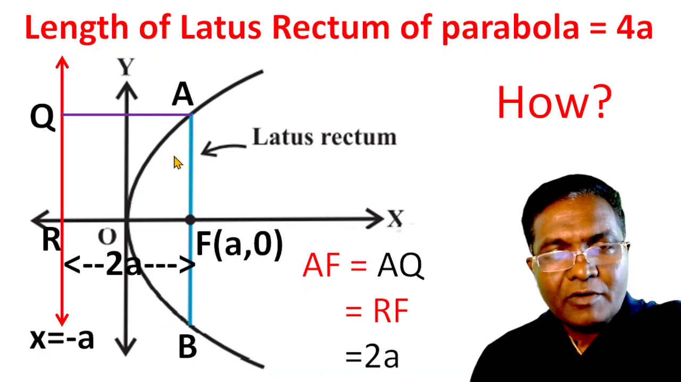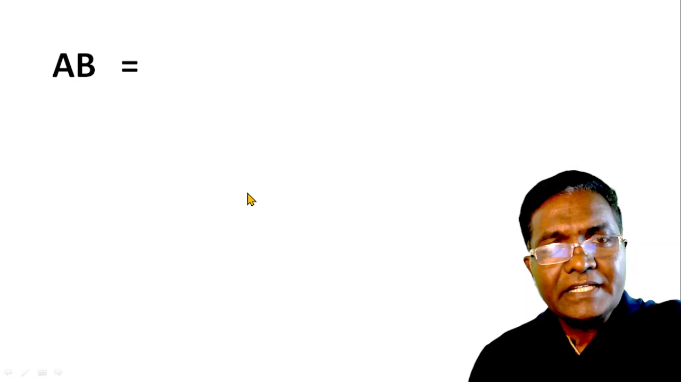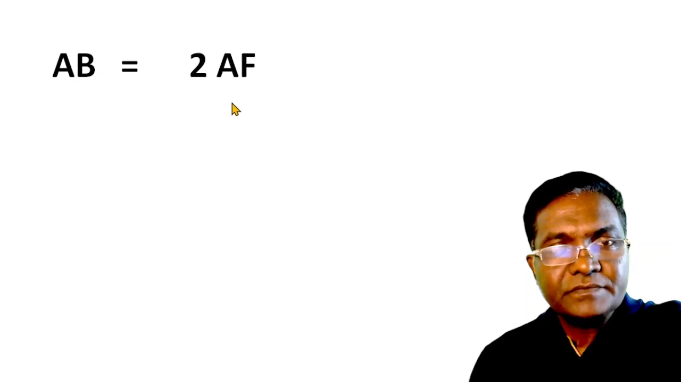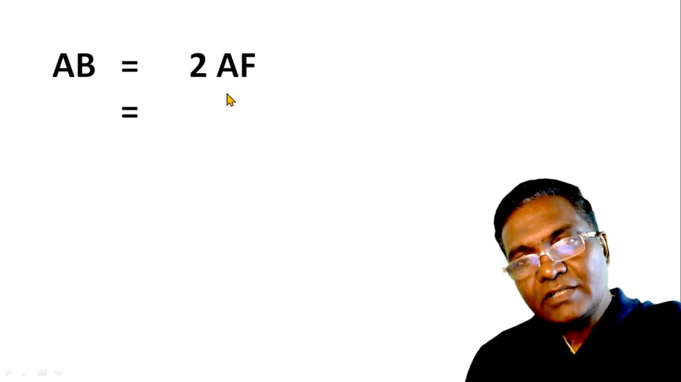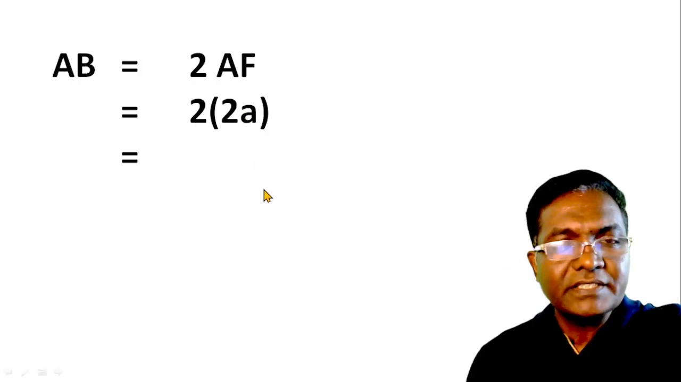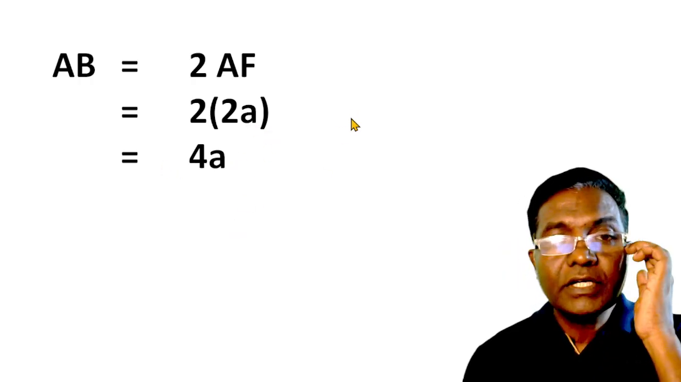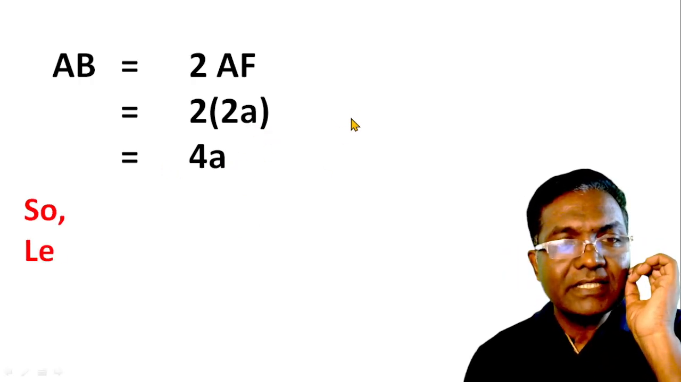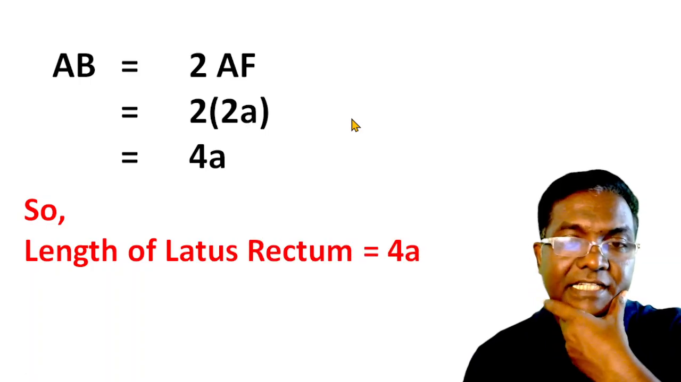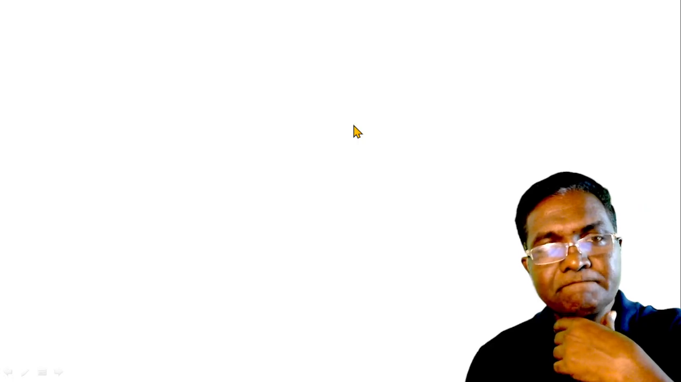Now we want AB. AB is the latus rectum. So AB is 2 times AF. Now what is AF? AF is 2a, so 2 into 2a is 4a. This is how the length of the latus rectum is always 4a. So remember this: the length of the latus rectum of a parabola is always equal to 4a.